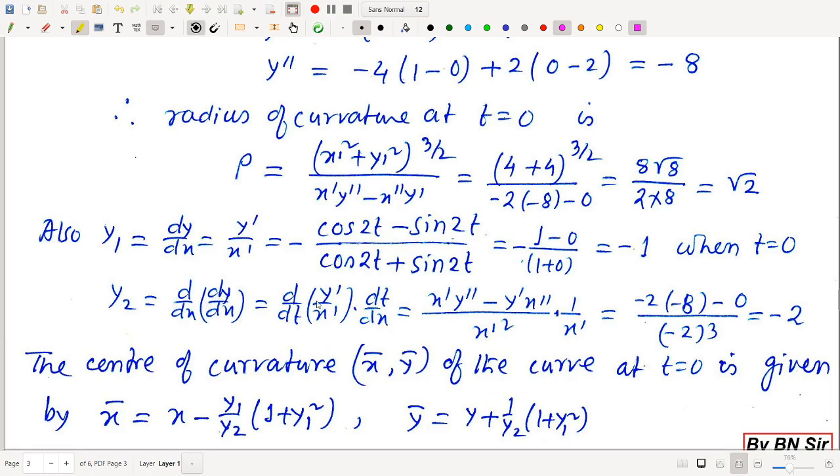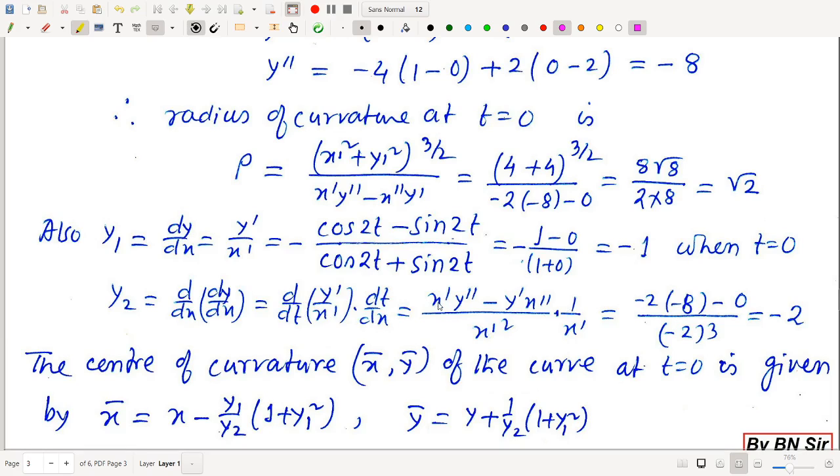y2 is d by dx of dy by dx, d square y by dx square. So it is d by dt of (y dash by x dash), because y1 is y dash by x dash, into dt by dx. It was d by dx, we have differentiated with respect to t, and then multiplied by dt by dx by chain rule. But dt by dx is what? 1 by dx by dt, so it is 1 by x dash.